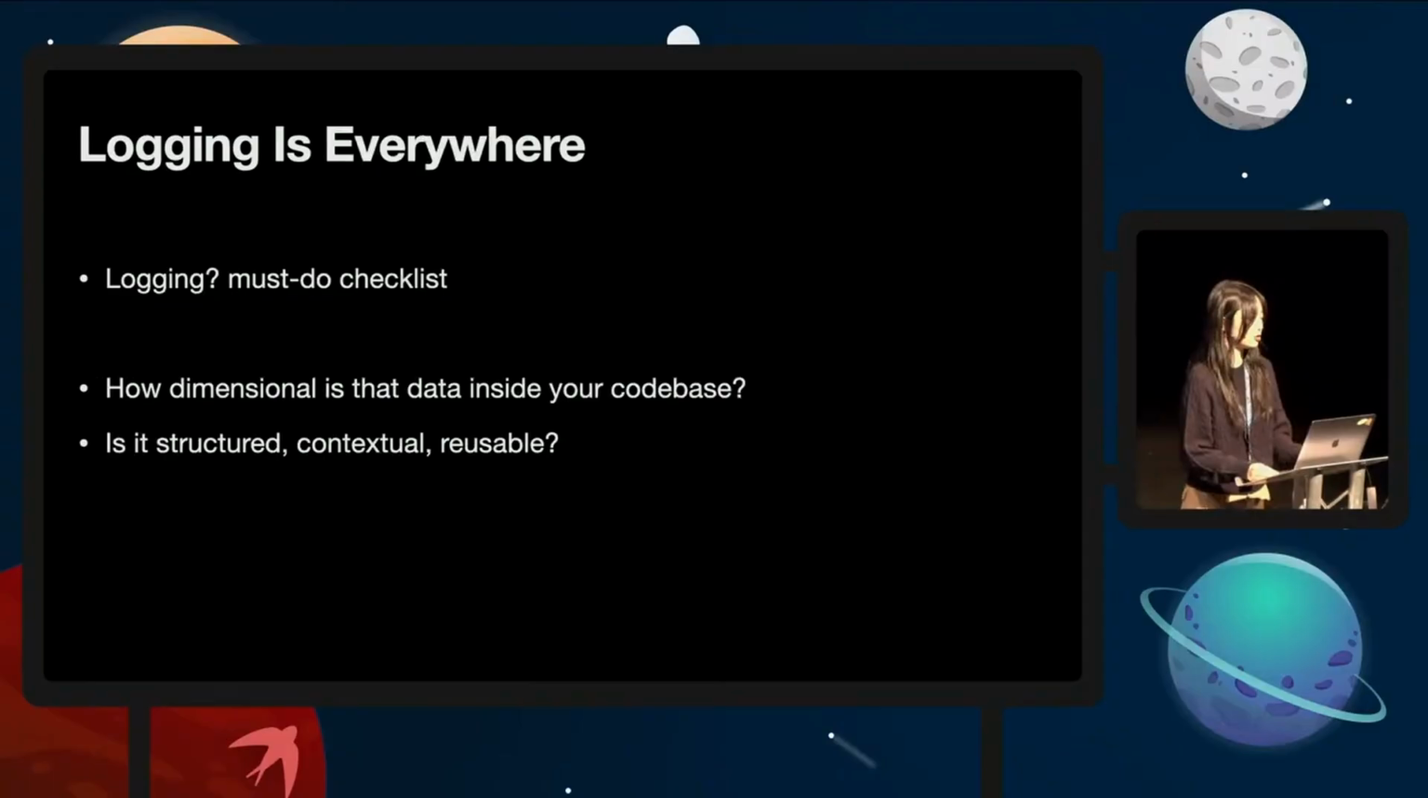And of course, you're already logging every screen view, every button click, every tiny interaction. And as mobile developers, logging feels like part of the must-do checklist. But let me ask you this, how dimensional is that data inside your code base? Is it structured? Is it contextual? Or is it reusable? Or is this just fragments scattered all over the place? To explore this, let's look at two cases.